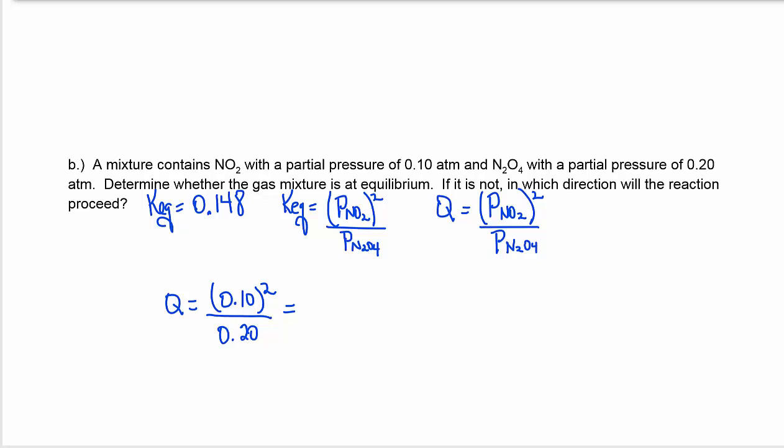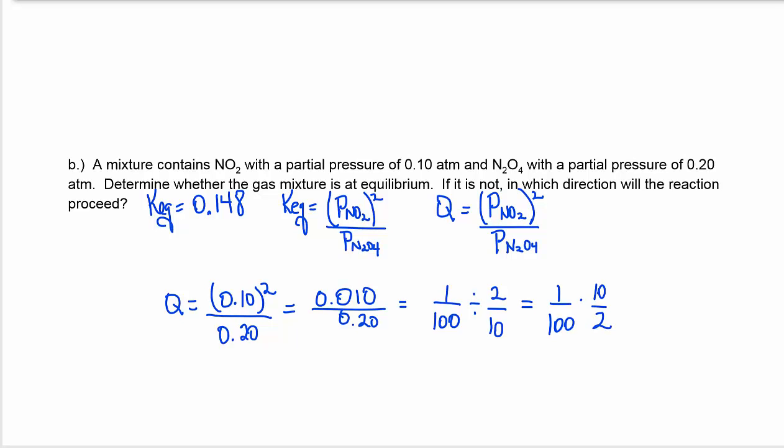A 0.1 times a 0.1 is a 0.010. Divided by 0.20. There are a couple of different ways you can do this, and I'll show you both ways. This is the same thing as saying 1/100th, divided by 2/10. This is one way you can think of it. This is the same thing as saying 1/100th times 10 halves.